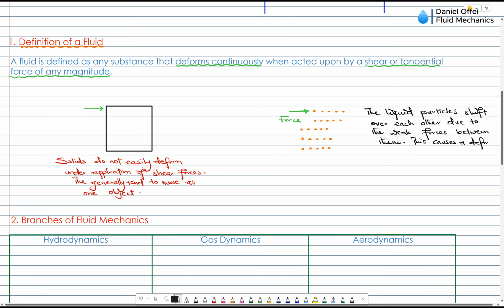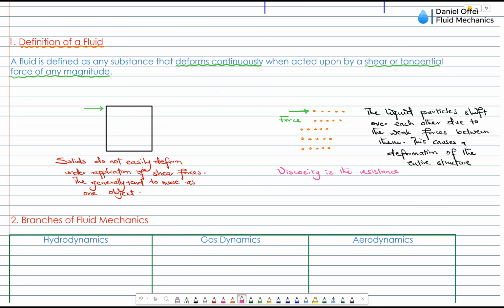So once you keep on applying the force, we expect that the liquid will continue to deform. And this is what causes some liquids to flow easier than others. So for instance, you can have honey and water. One flows easier than the other. And all of this is just as a result of the weak molecular forces between the particles. So we can say that for honey, the particles have bonds that are stronger than that of water. And this is a property of fluids that we call viscosity.